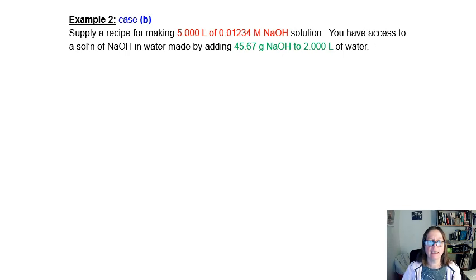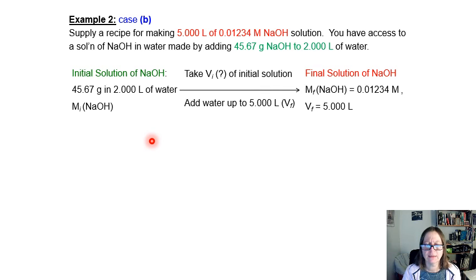Example 2, taking an example of case B. Supply a recipe for making 5 liters of 0.01234 molar sodium hydroxide solution. You have access to a solution of sodium hydroxide in water made by adding 45.67 grams of sodium hydroxide to 2 liters of water. So let's see what we have.